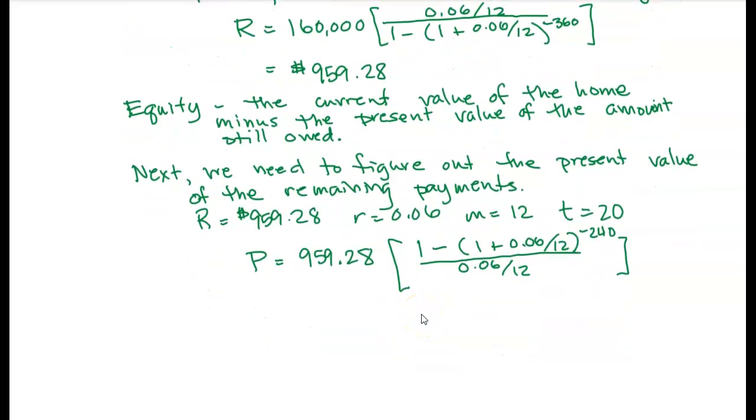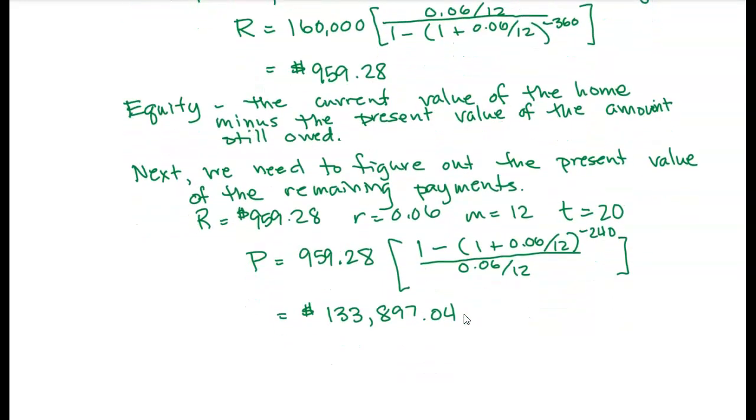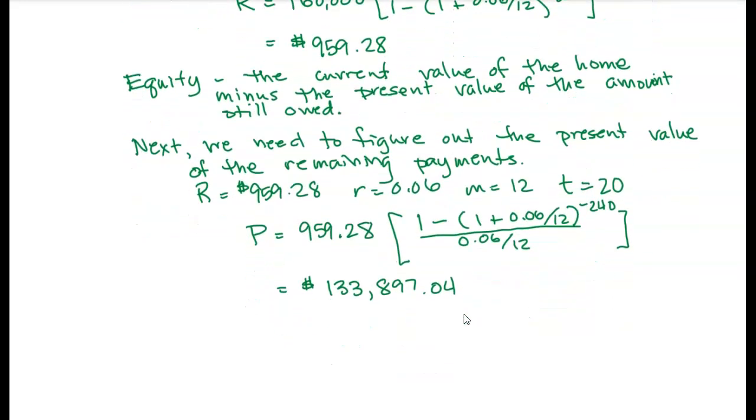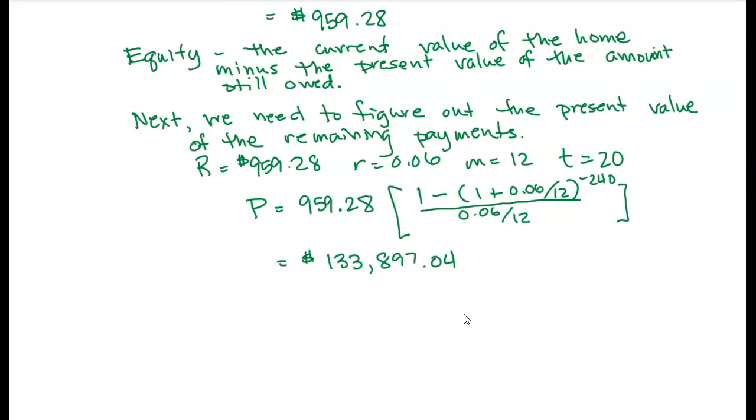I put that into my calculator, and what I get is that if they wanted to pay off their loan right now, the present value of the remaining monthly payments is $133,897.04. It's kind of interesting because they've been paying for 10 years. They took out $160,000 in a loan, and they still have almost $134,000 left to pay. But all right, we're going to figure out the equity.